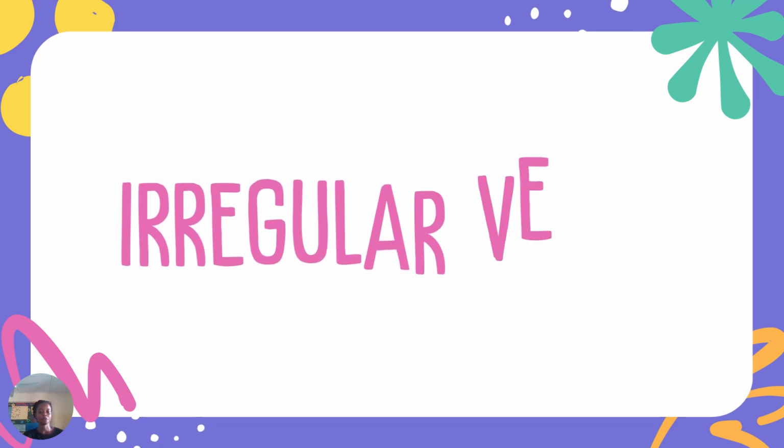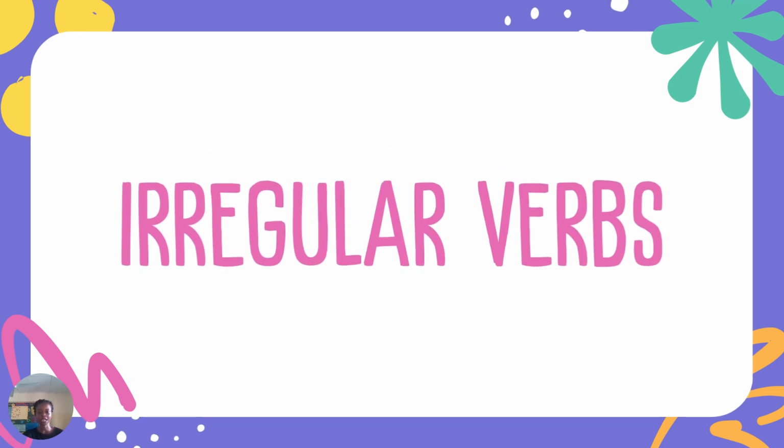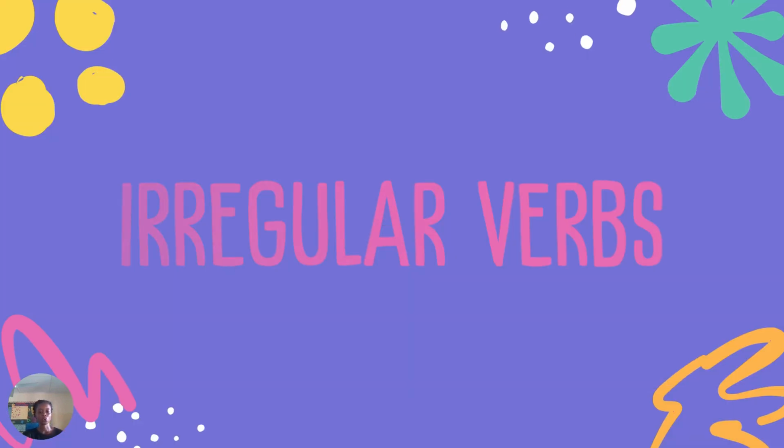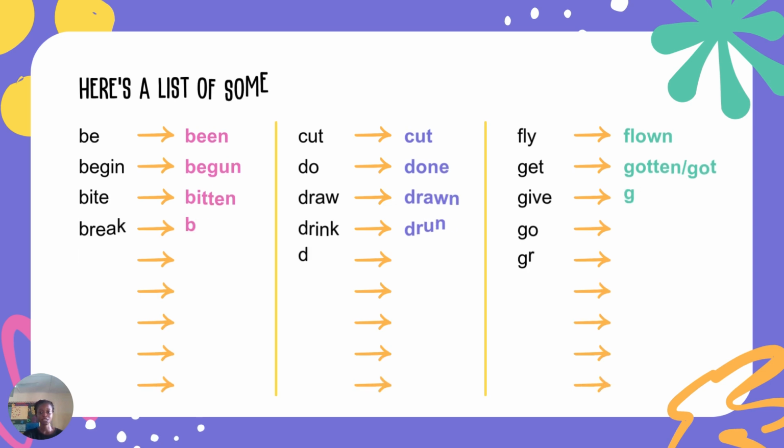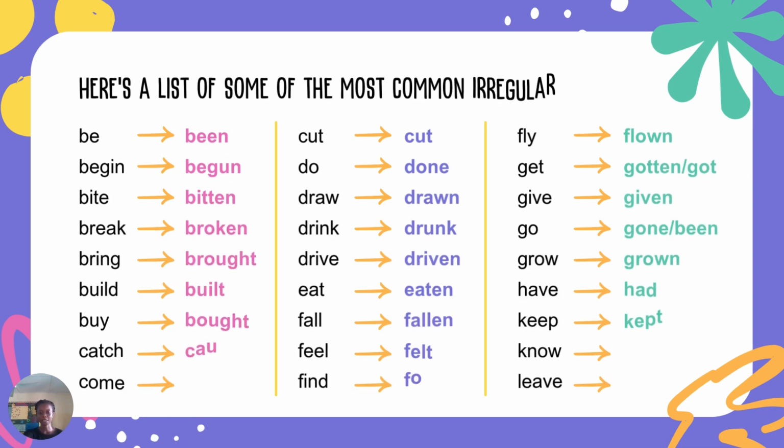Now, for irregular verbs, we know that they do not follow a unique pattern. So most times it can be simply tedious to get their past participle form, but at the end of the day, they are all very simple and easy to understand. We have some examples of them on the screen. Be, been; begin, begun; bite, bitten; break, broken; bring, brought; build, built, and so on and so forth.